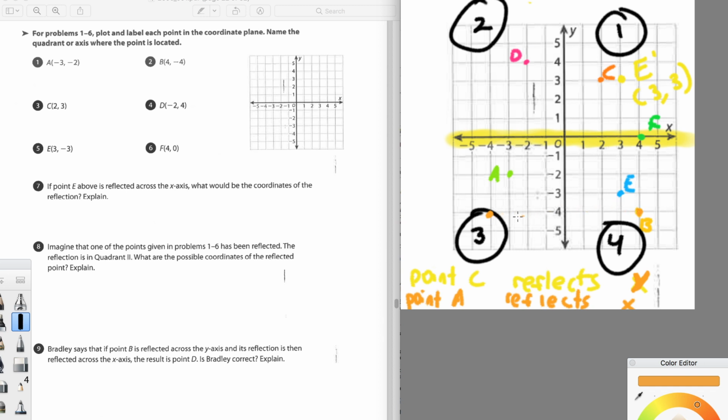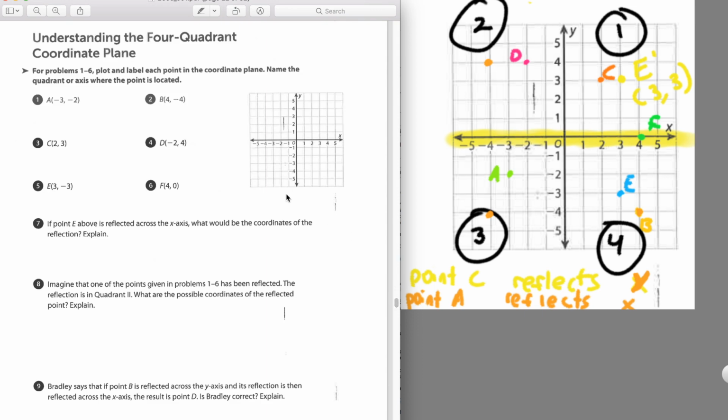So I reflected on this y-axis, and then reflected on this x-axis. So now I'm going to reflect it over here. 1, 2, 3, 4. It would actually land right here. So no, he would not be correct. He would not land on D. He would land a little bit left of D.